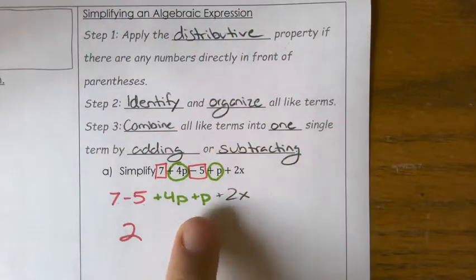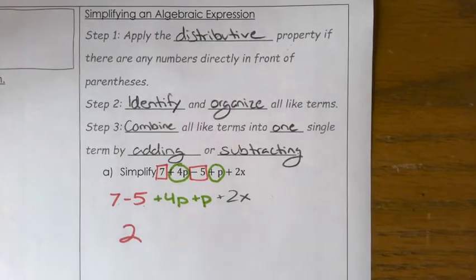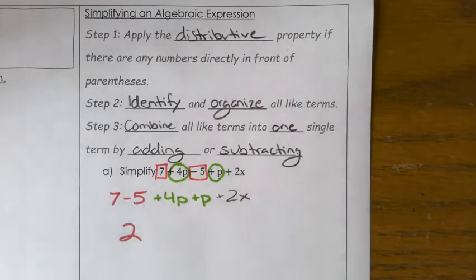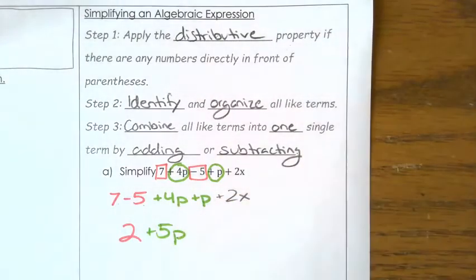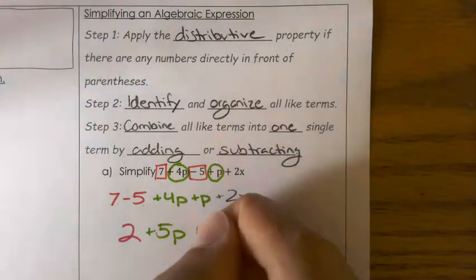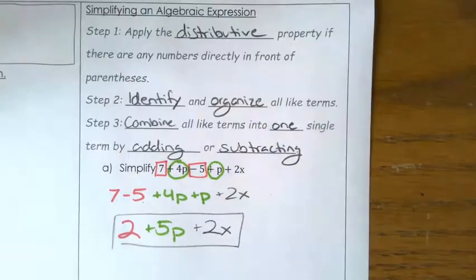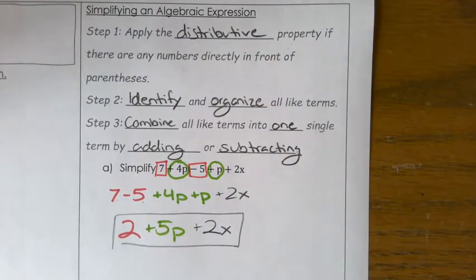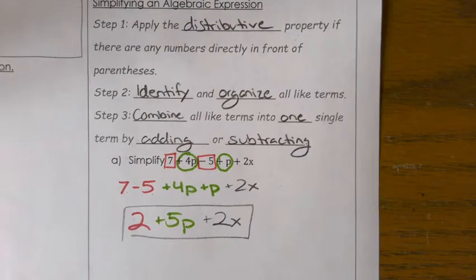And then 4p plus p. So think about p for penguins maybe. You have 4 penguins and you're adding another penguin. How many total penguins do you have? 5 penguins. And then we have the 2x. And that is our final answer, the most simplified version of our expression. Again, this is going to be really, really helpful once we start solving equations and it gets more complex as the unit goes on. Let's try another one together.